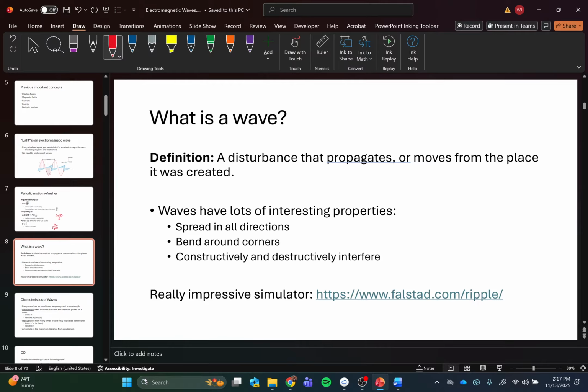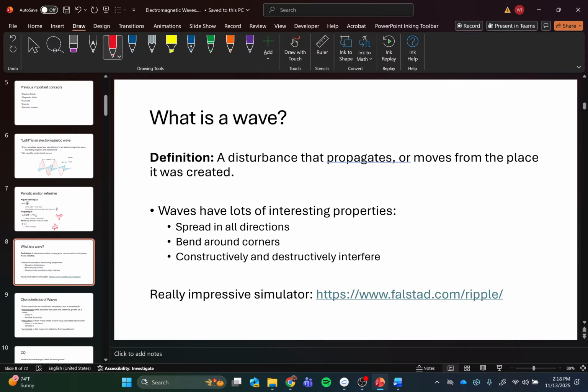But they have all sorts of interesting properties that you both know, but might not realize the full consequences of. So waves spread in all directions. You all know this. You drop a rock in a pond. It makes a wave. What does that wave do? It spreads outwardly in all directions. You get those ripples. Those are waves. And as they go outward and outward, they get smaller and smaller. We're going to learn about why that's significant.